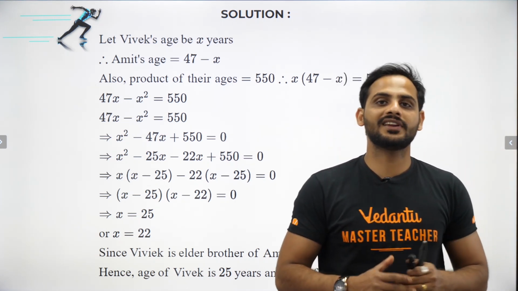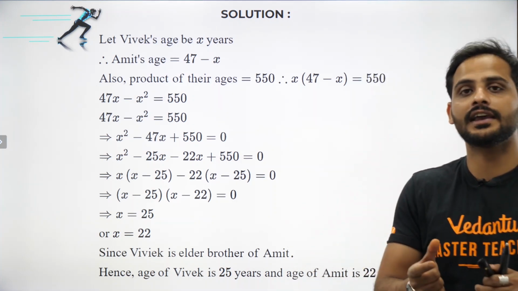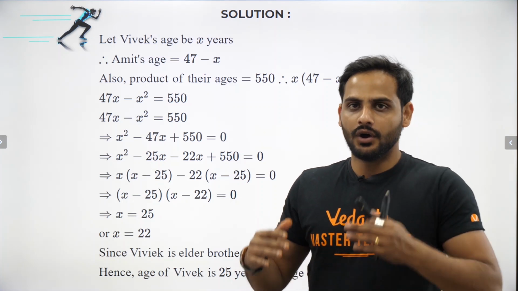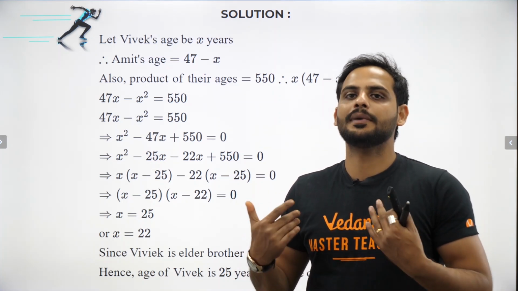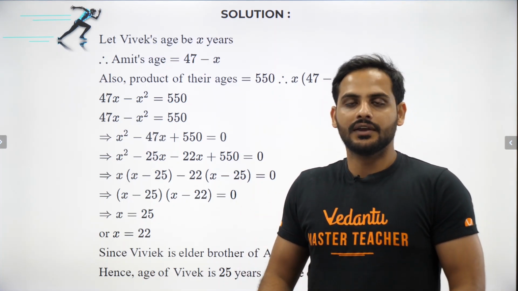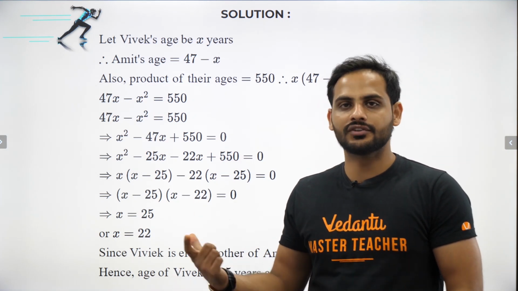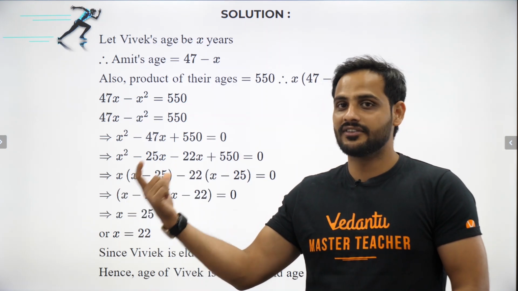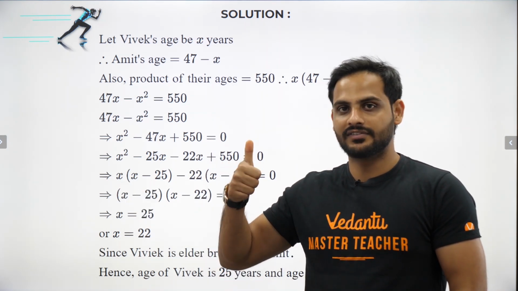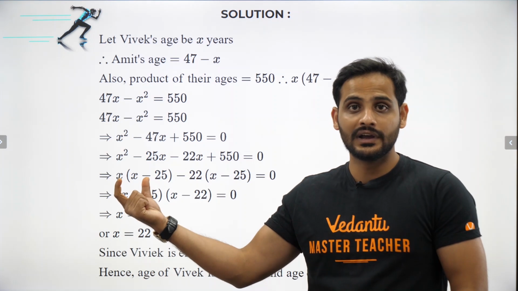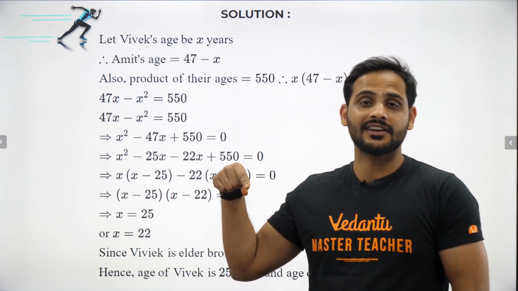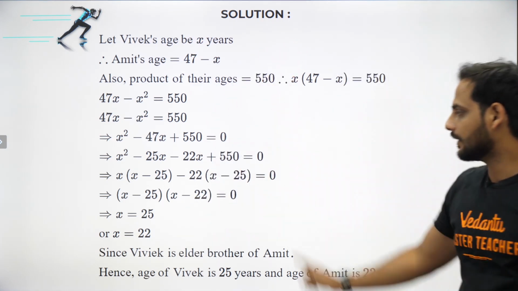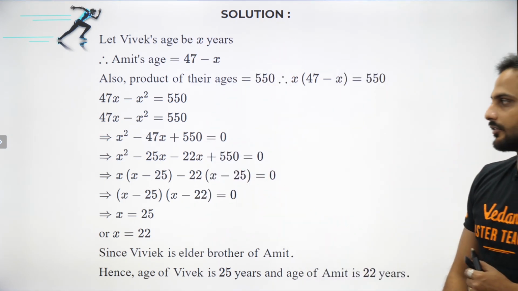But the question has given a condition that Vivek is the elder brother, Amit is the younger brother. Obviously the age of Amit should be less than Vivek's age. When I checked those values, if I take x is equal to 25, then Vivek's age will be 25, Amit's age will be 22, which is acceptable. But if I take x as 22, Amit's age will turn out to be 25, which makes Amit the elder brother, which is not correct according to our question. So only one value will be possible.